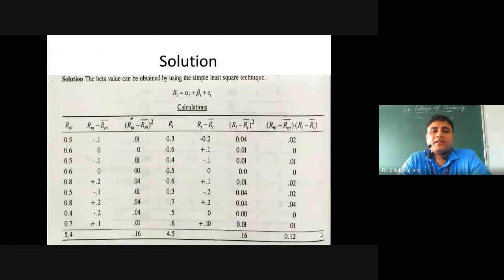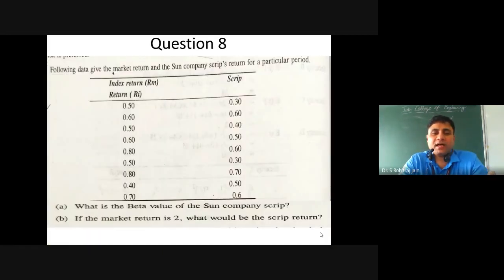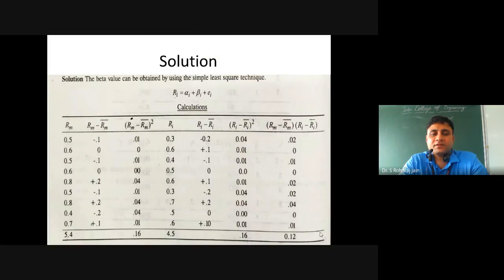Now, the beta value can be obtained by using the simple least square technique, that is Ri is equal to alpha plus beta RM plus Ei. So before going to that, first we'll have the table. For the first column, whatever they have given in the question, the return of market, that is 0.5, 0.6, 0.5, I have listed there. See there? Whatever they have given in the question, I have listed there.